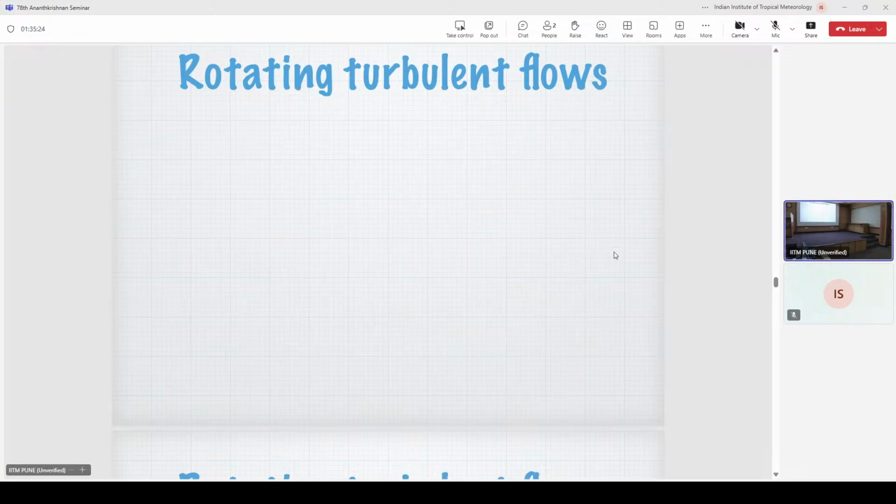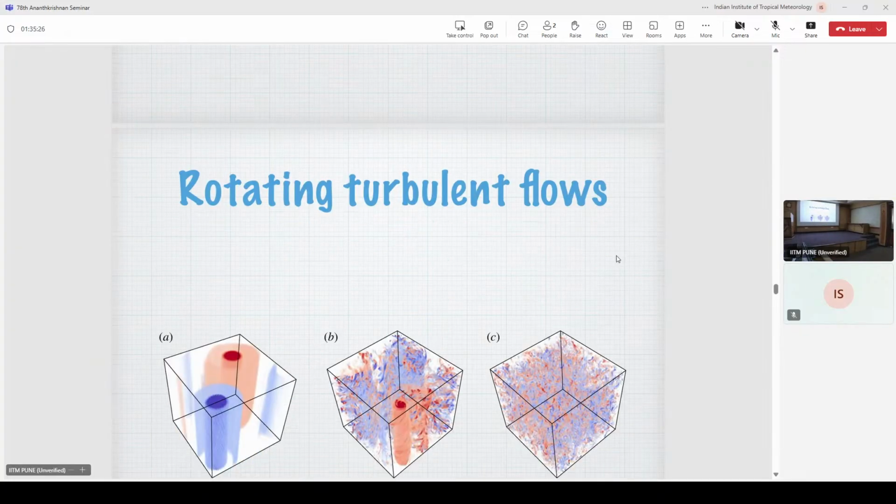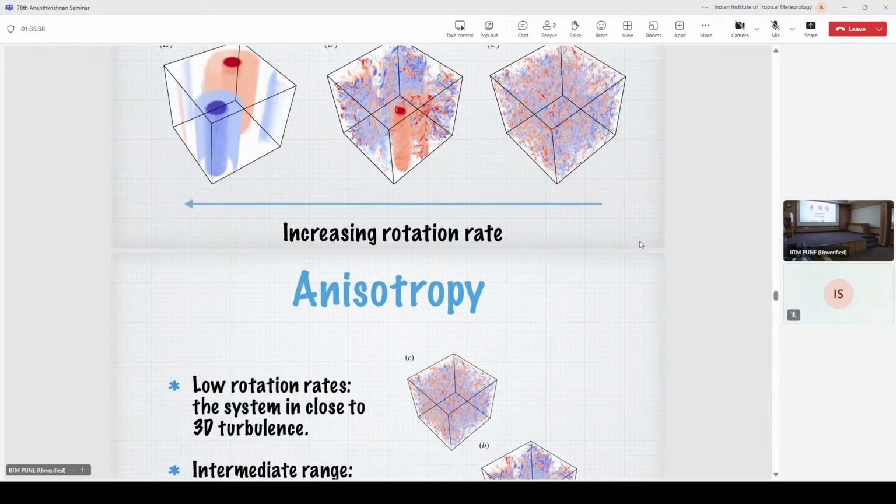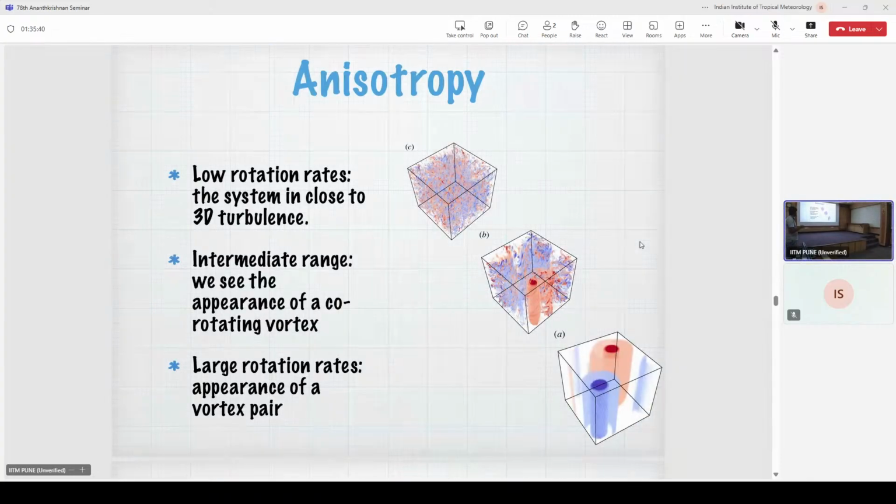Next, we'll look at rotating turbulence. So right now we just looked at the basic formalism of rotating flows. Now, what happens if you have strong nonlinear interactions and you set up turbulence? So the first question is, how does anisotropy affect turbulence in general?